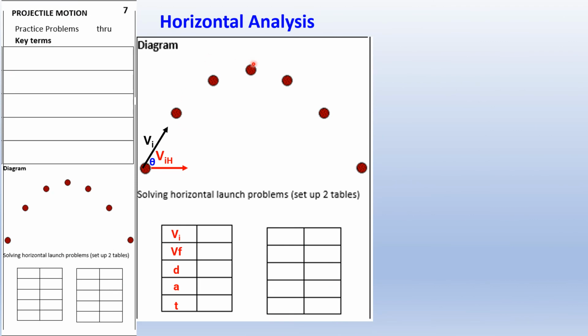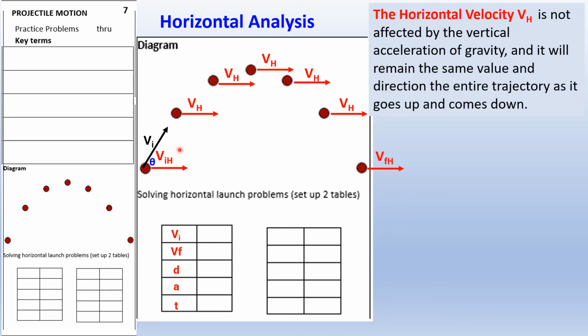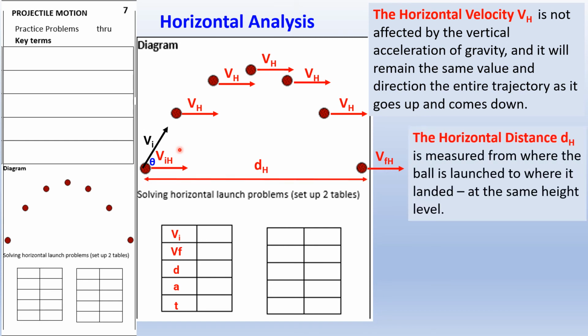Horizontal analysis. The horizontal velocity Vh is not affected by the vertical acceleration of gravity and will remain the same value and direction for the entire trajectory as it goes up and comes down. The horizontal distance, dh, is measured from where the ball is launched to where it landed at the same height level.